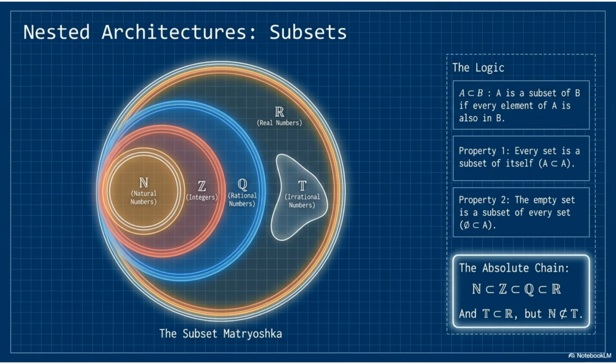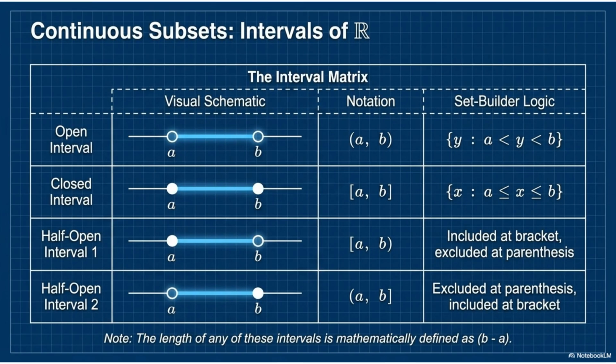Subsets represent a nested architecture. A set A is a subset of B if every element of A is also in B. This creates a logical chain, such as how natural numbers are a subset of integers, which are then a subset of rational numbers. Intervals of real numbers are continuous subsets.